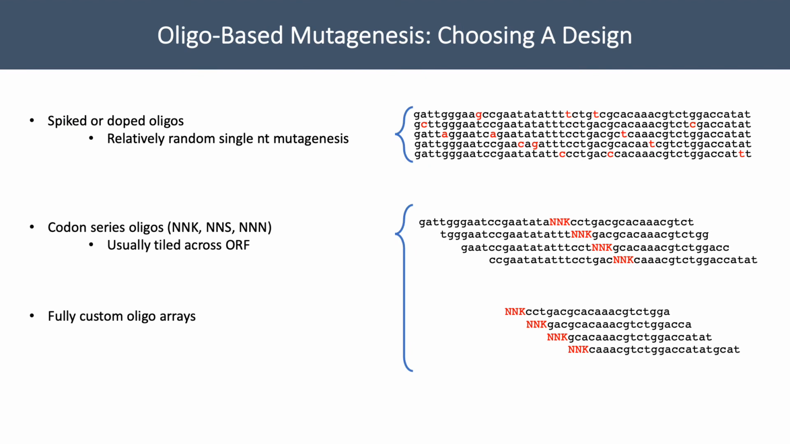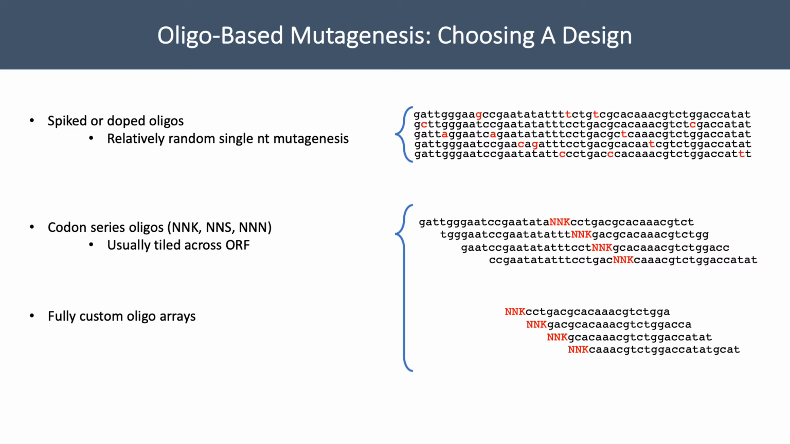The remaining methods that I'm going to go over all rely on the use of oligos to introduce variation. And the first option that you can choose for ordering your oligos is called doped oligos or spiked oligos. Essentially, you order an oligo and indicate that you want a certain amount of error at each of the nucleotides.